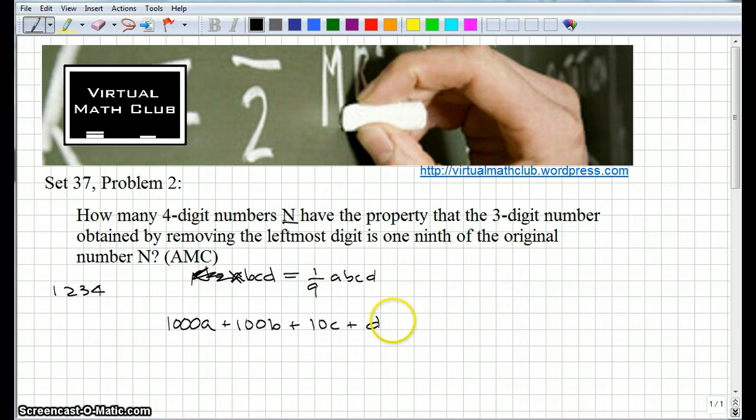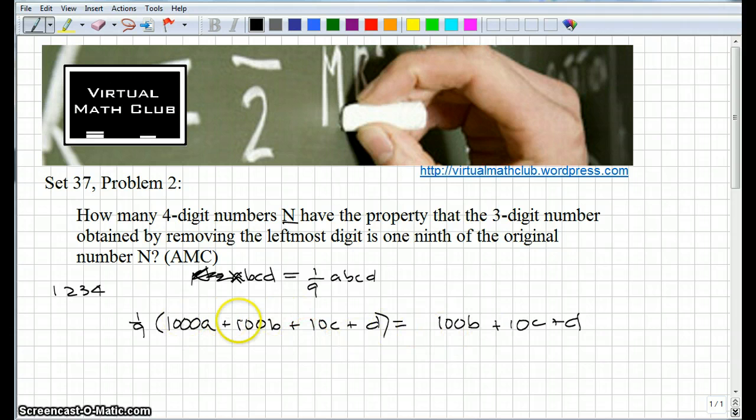And we know that if we take off the leftmost digit, we would end up with 100b plus 10c plus d, right? And that result would be 1/9 of the original number. Okay? So that's what we're told. 1/9 of the original number is equal to the number with its first digit chopped off. Alright, so now we have an algebraic equation. We just have one equation and 4 unknowns, but let's see what we can do with this.